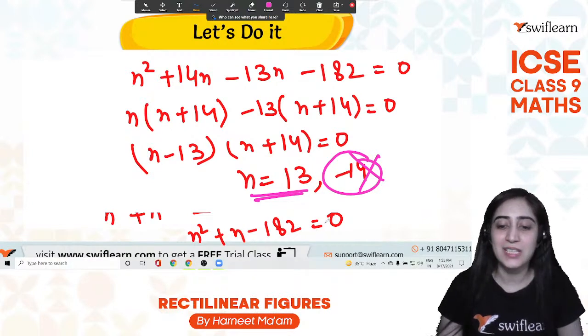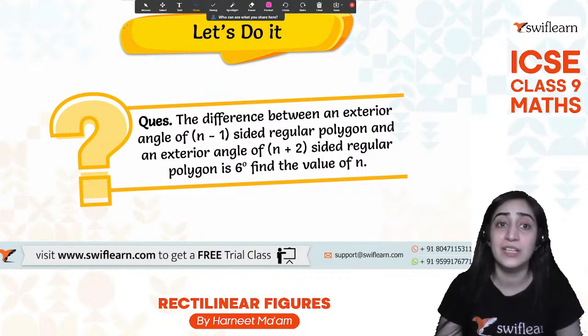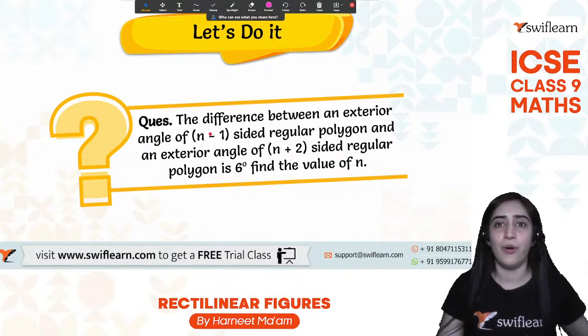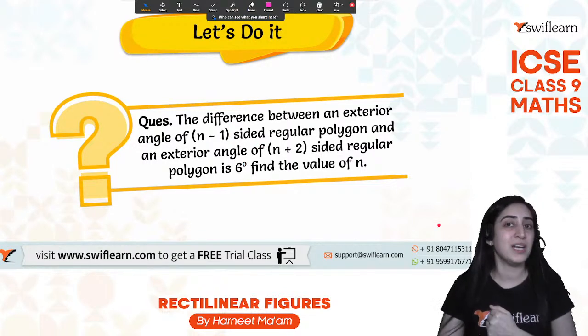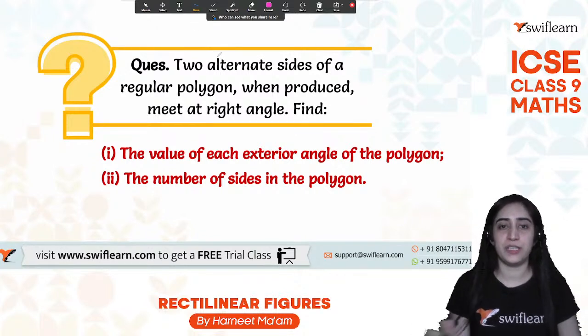Very good. So this is how we were able to understand. We evaluated what was given in the question, but be careful, you are just using the formula 360 degree upon n. So for n minus 1, it will be 360 degree upon n minus 1. Exterior would be 360 degree upon n plus 2. Moving on to the next one, let's see how many of you can solve this.